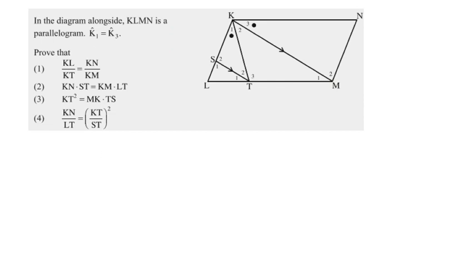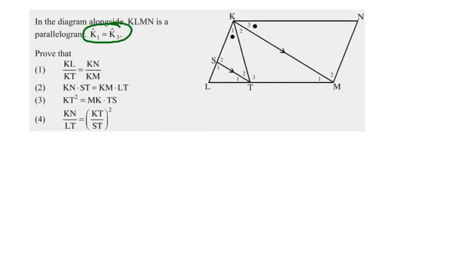And then we are also given that the angle K1 is equal to K3. The only nice thing that the examiner has done here is to indicate on the sketch that indeed K1 is equal to K2. But they have not put up the properties of what? Of a parallelogram. So what are those properties?